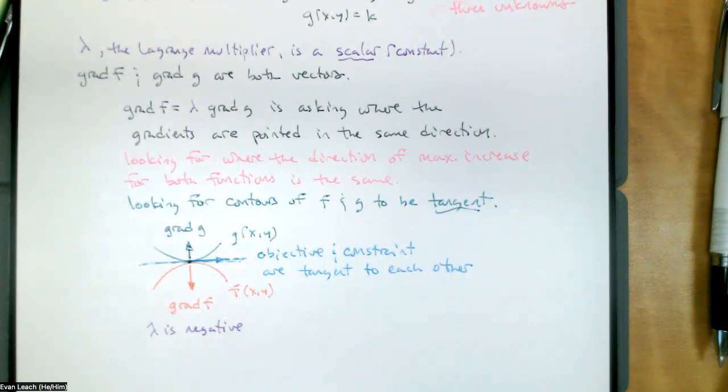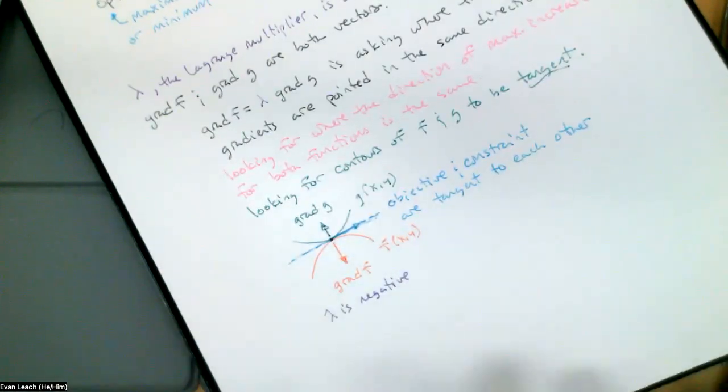That means their gradients are going to be pointing in the same direction, which is, colloquially, the gradients are scalar multiples of each other. This happens to be tangent with, I drew this horizontal, which was a mistake, but this could happen at all kinds of wacky angles. So, yeah.